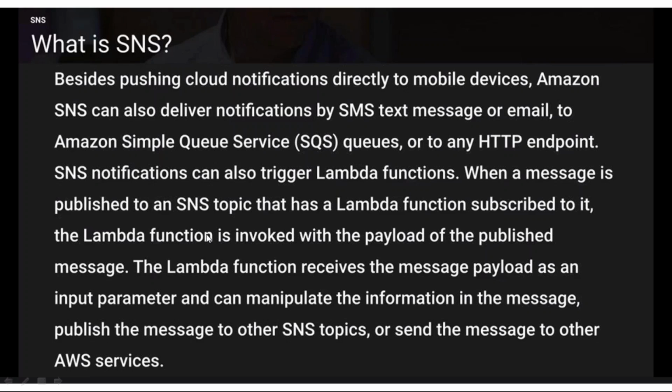When the message is published to the SNS topic that has a Lambda function subscribed to it, the Lambda function is invoked with the payload of the published message. The Lambda function receives the message payload as an input parameter and can manipulate the information in the message. So you already have some Lambda function written, but it requires some input parameters to be processed.